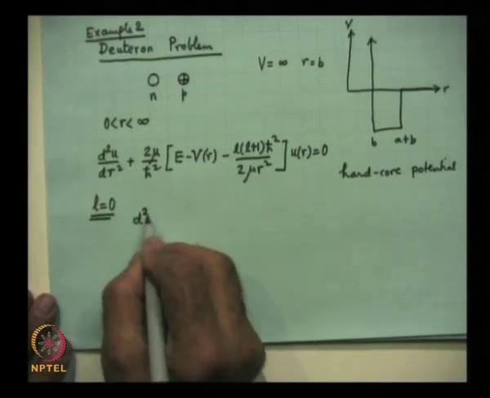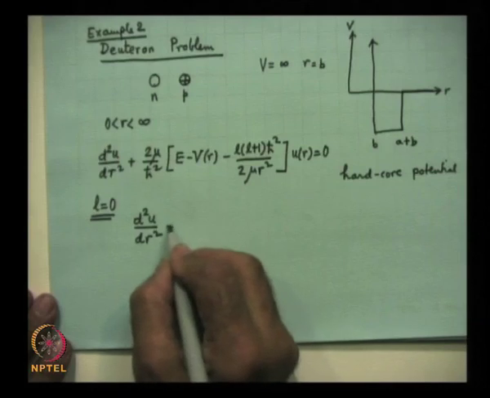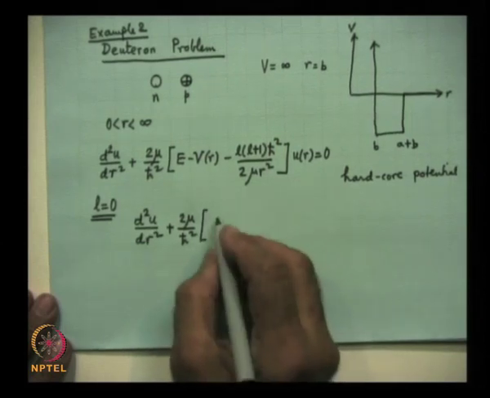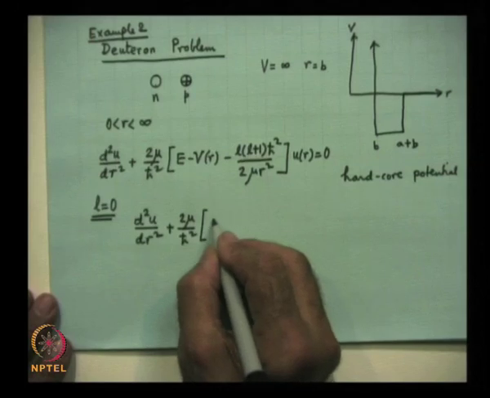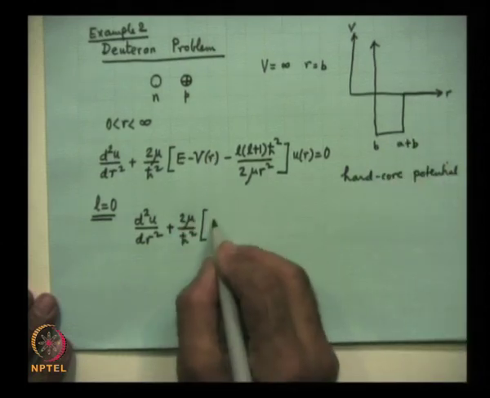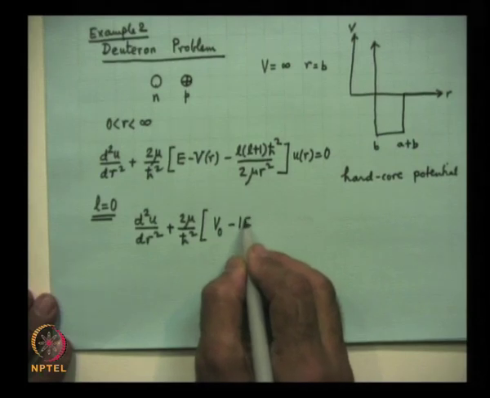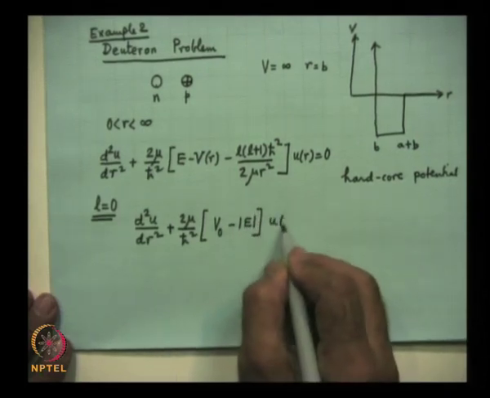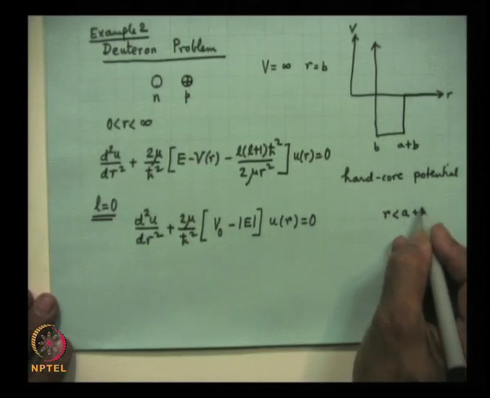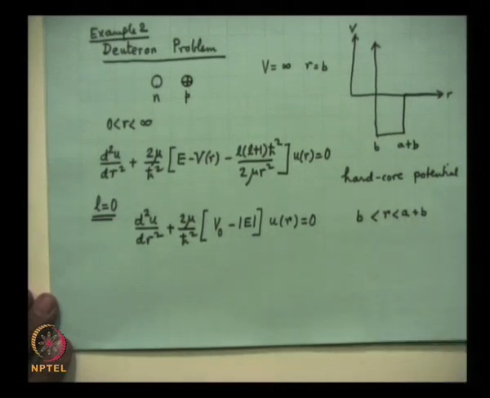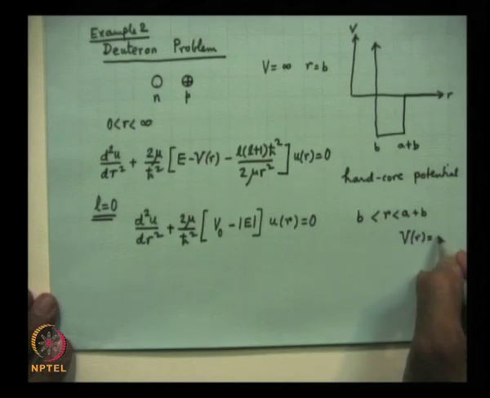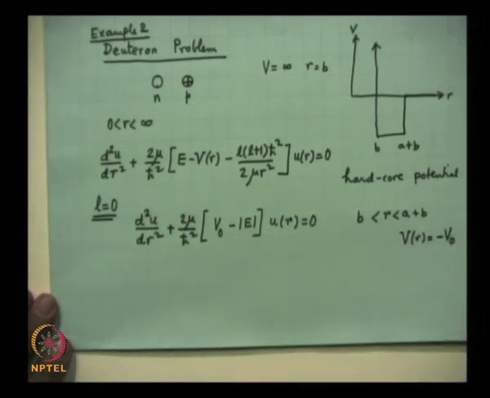So, you have d2u by dr square plus 2 mu by h cross square, E is negative. So, I write this down as V of r is equal to V 0 minus V 0, so V 0 minus mod of E. I hope you understand. U of r is equal to 0. This is for r less than a plus b, greater than b. In this region, V of r is assumed to be minus V 0.